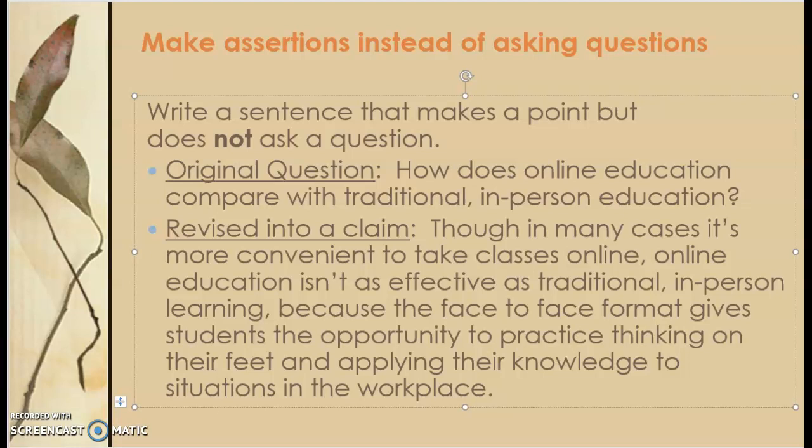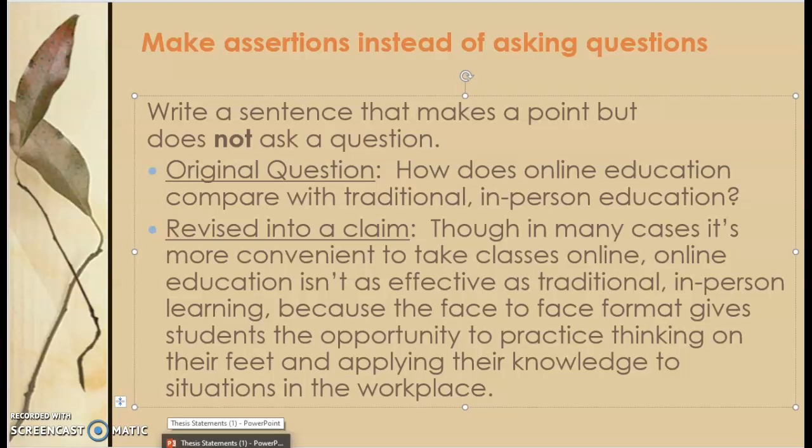And the first is that you want to make sure that you're making an assertion rather than asking a question. Now, up until this point, you have been focused on the idea of inquiry, which has allowed you to gather a variety of perspectives as you engaged in research. At this point, though, we're shifting over into taking a stance on the issue, which means that you need to answer your question with a claim of your own.